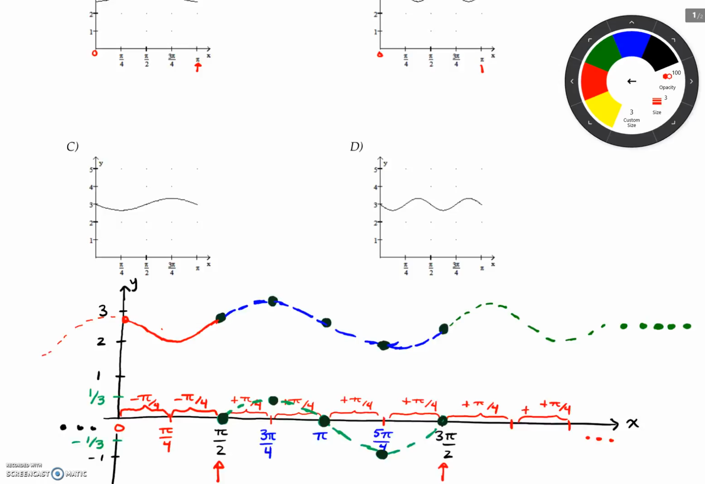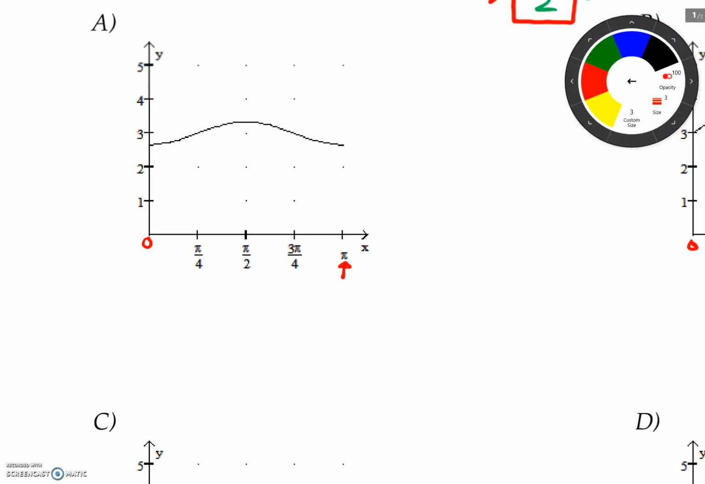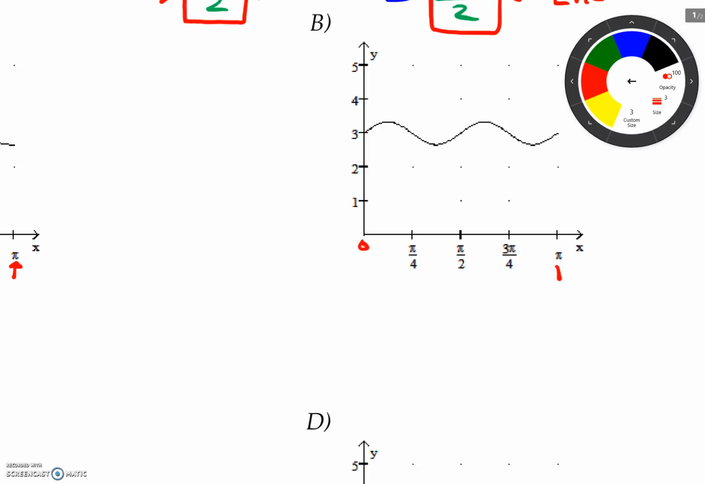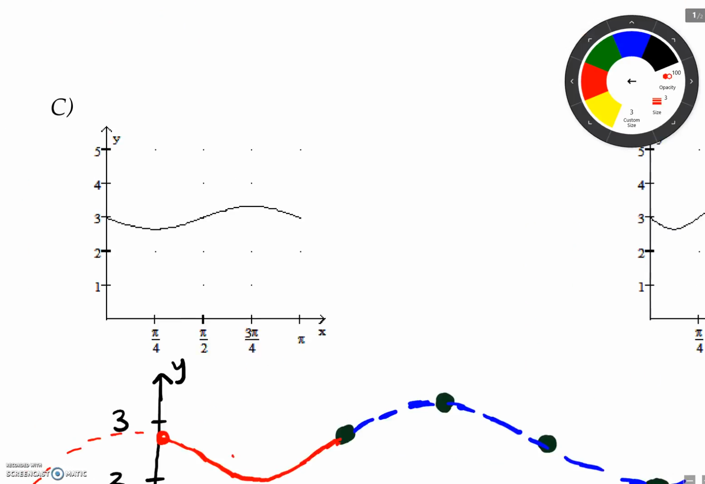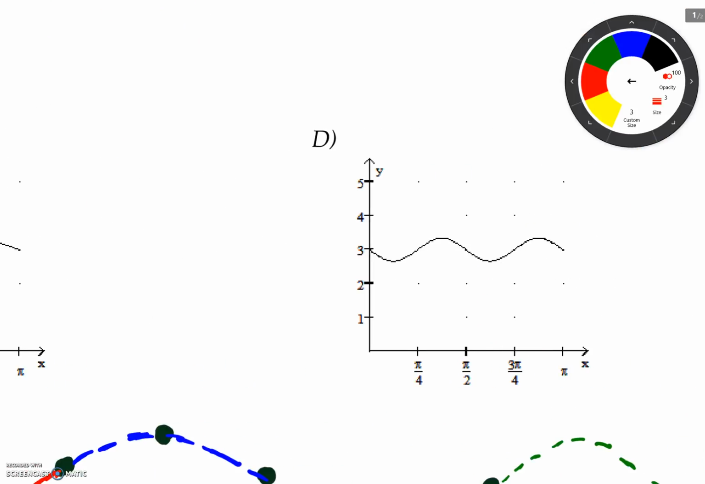Now, if we try and finish off this problem by looking at our answer choices, I want you to notice your answer choices and the interval of your answer choices. Answer choice A starts off at 0, and the interval goes all the way to pi. And the same thing with B. We start off at 0, and again it goes off to pi. Even answer choice C starts at 0 and ends at pi. Again, the same thing with answer choice D. It starts at 0 and it ends at pi.